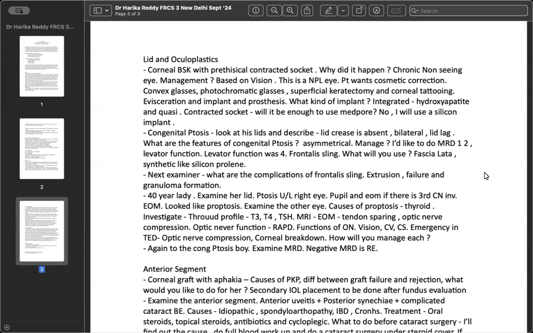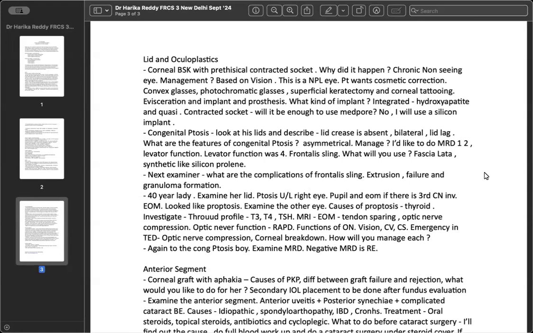No, I told him I will not use integrated. He asked me what are the types of integrated, what materials are there in integrated. Then I told him it was hydroxyapatite and Medpor. So hydroxyapatite is basically, it will let the fibrous proliferation happen inside it, and it will not let the implant basically sink inside the eye.